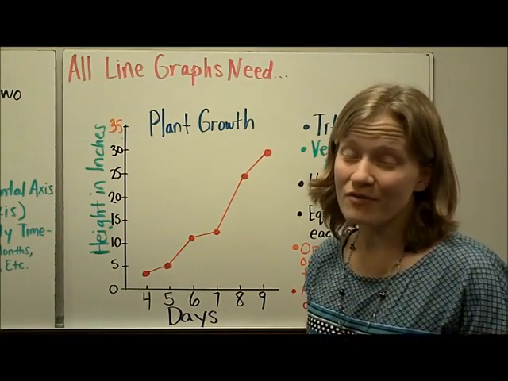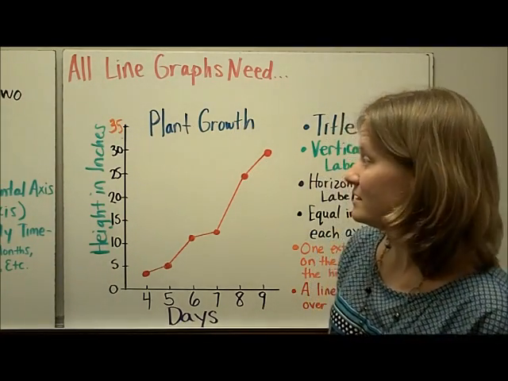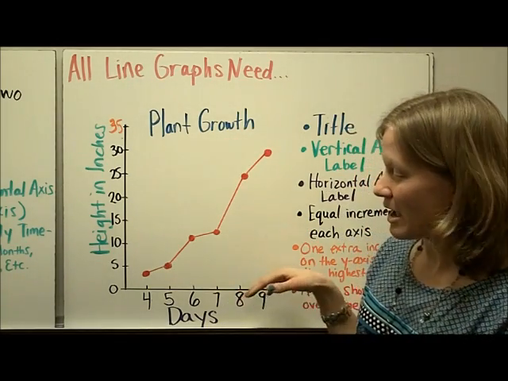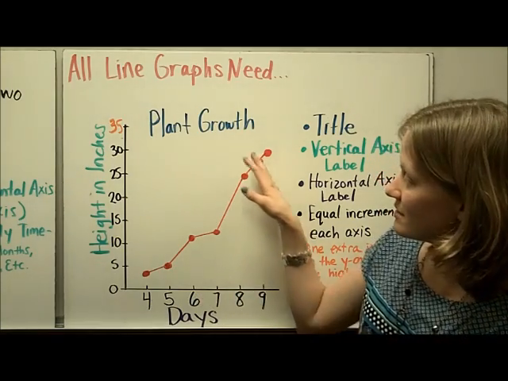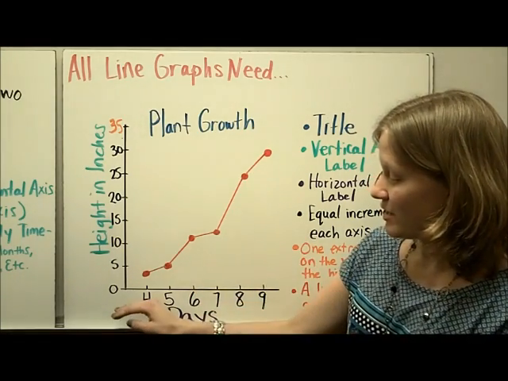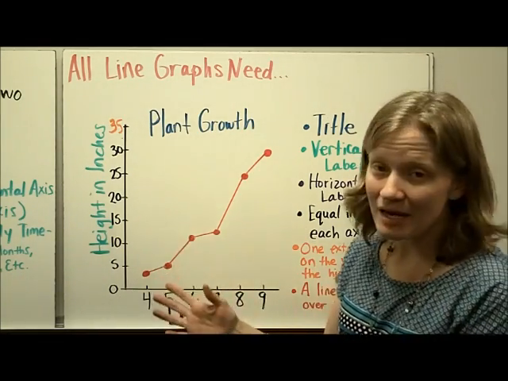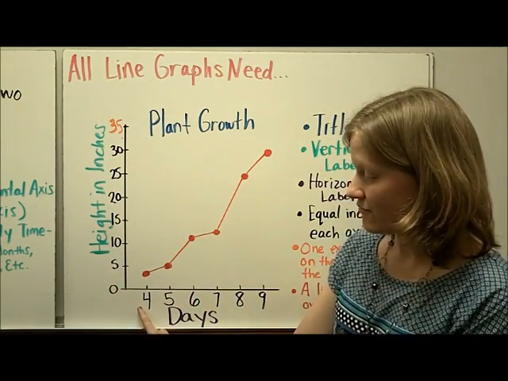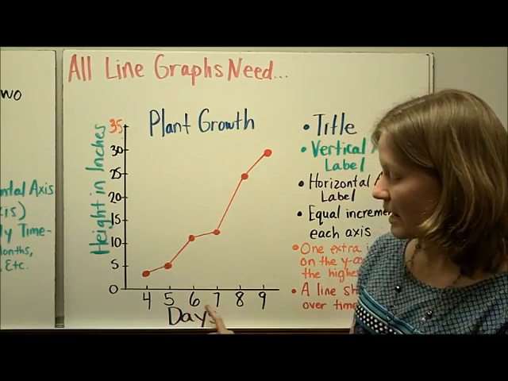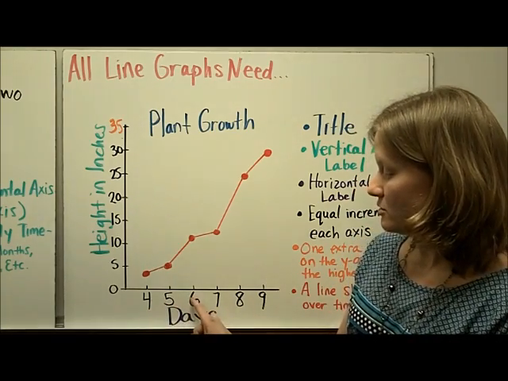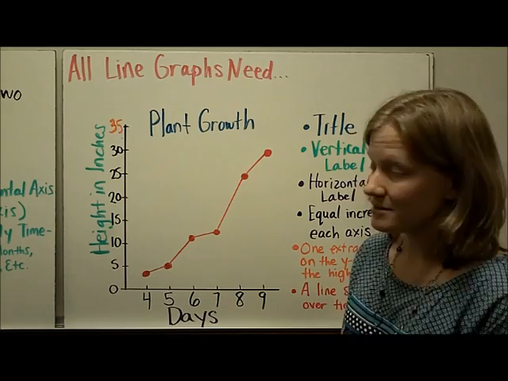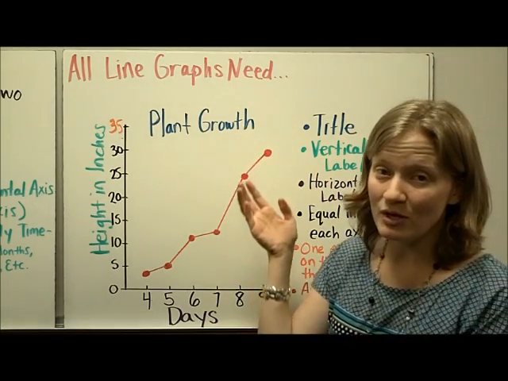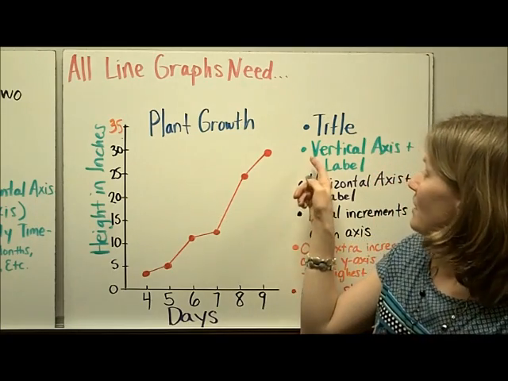Let's discuss all of the things that every line graph needs. Before we do that, though, let's look at the graph that we're going to model that with. This is a plant growth graph, and we can see that we have planted a plant and started measuring its height in inches at day 4, and then we recorded its height every day for 1, 2, 3, 4, 5 days. So every line graph needs a title that helps your reader know what it is that they're looking at.